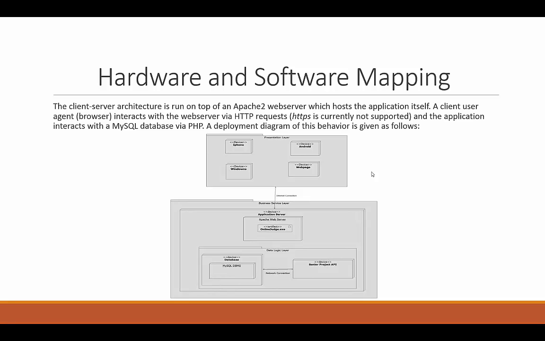Next, we have the hardware and software mapping of the system. A client-server architecture is used and is run on top of an Apache 2 web server, which hosts the application itself. A client user agent, that is a browser, interacts with the web server via HTTP requests, as HTTPS is currently not supported, unfortunately. After that, the application interacts with a MySQL database via PHP, and a deployment diagram of this behavior is shown below.